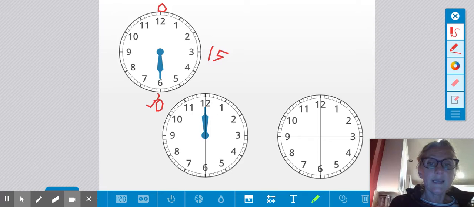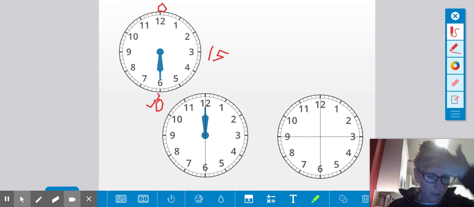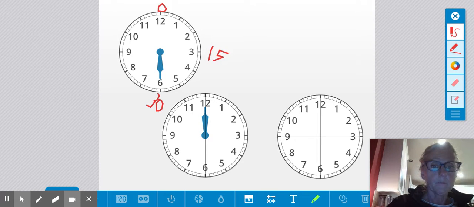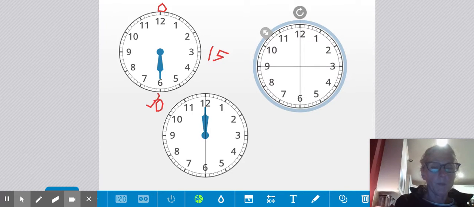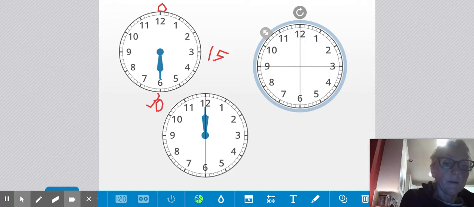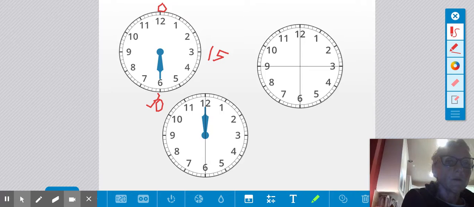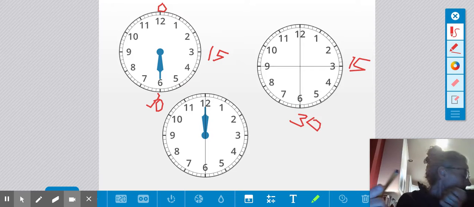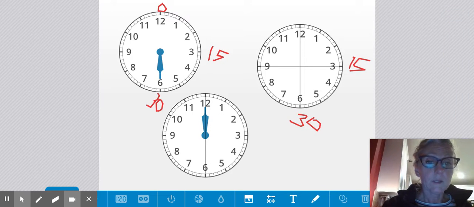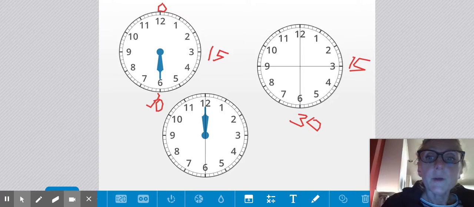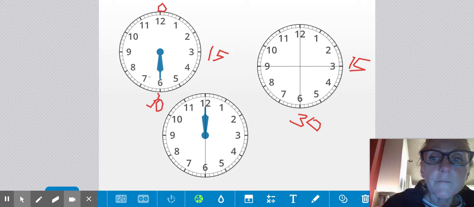And then we can partition it just like on this clock that's already been partitioned into those 4 parts. So that would be 15 minutes after the hour, 30 minutes. What's the next group of 15? Let's start back over here. 30, 35, 40, 45.